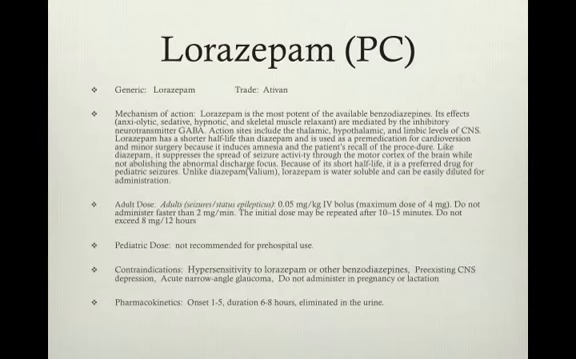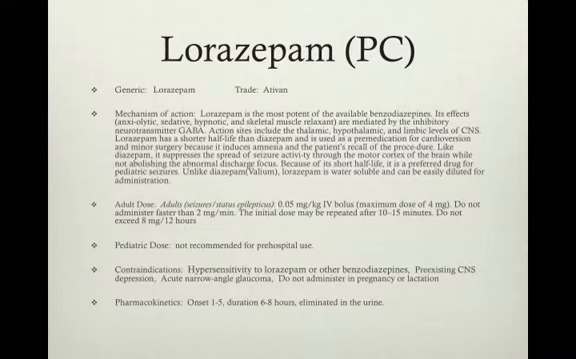Lorazepam, primary care. Generic on this is going to be lorazepam, and the trade name is going to be Ativan. Mechanism of action: lorazepam is the most potent of available benzodiazepines. Its effects, anxiolytic (anti-anxiety), sedative, hypnotic, and skeletal muscle relaxant, are mediated by the inhibitory neurotransmitter gamma-aminobutyric acid. Action sites include the thalamic, hypothalamic, and limbic levels of the CNS.